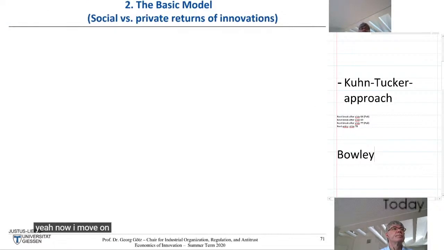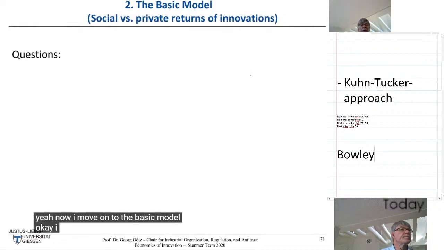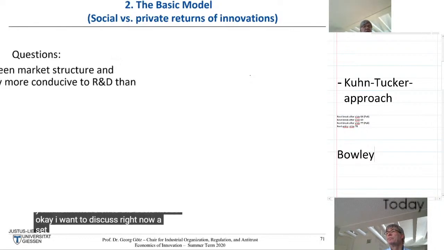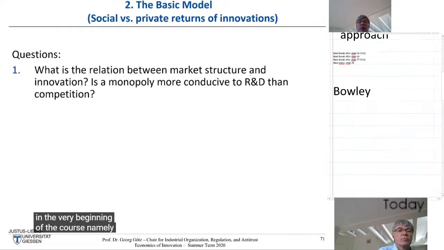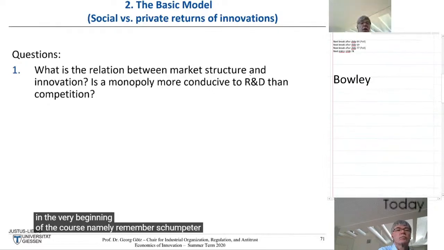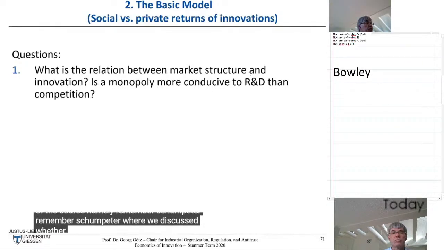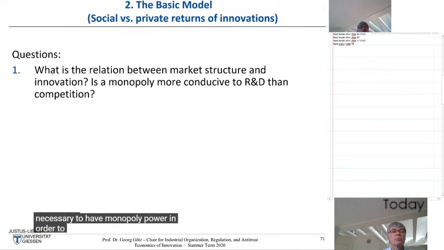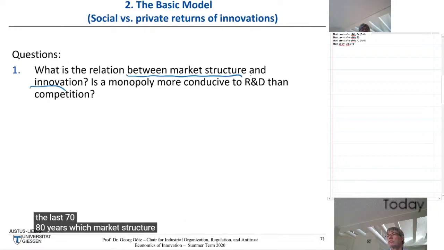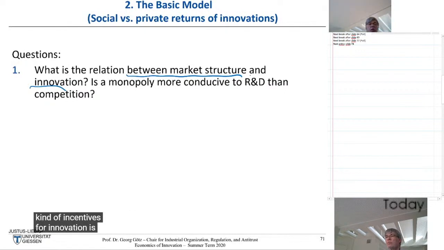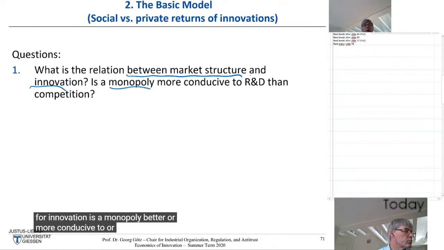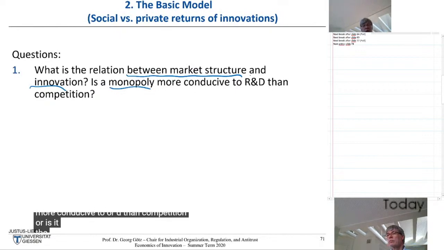Now I move on to the basic model. I want to discuss right now a set of questions which we already posed in the very beginning of the course, namely, remember Schumpeter, where we discussed whether it's necessary to have monopoly power in order to get innovation. So the question which economists dealt with a lot in the last 70, 80 years is which market structure provides the right kind of incentives, or the best kind of incentives, for innovation? Is a monopoly more conducive to R&D than competition, or is it the other way around?